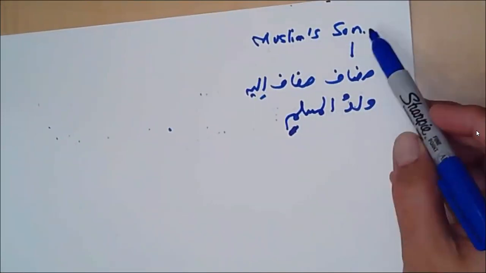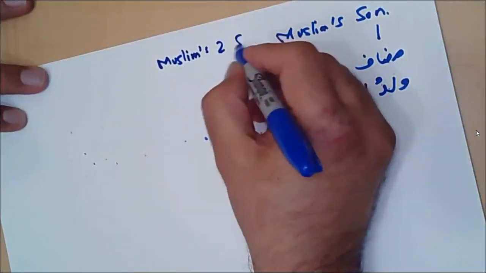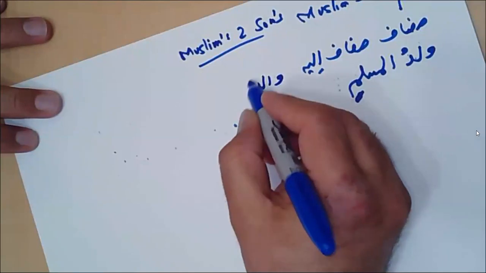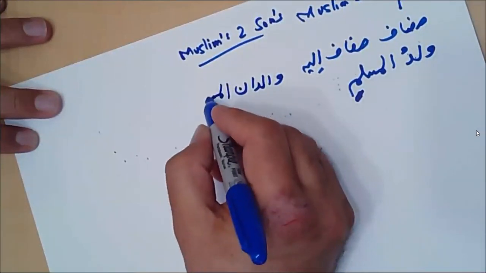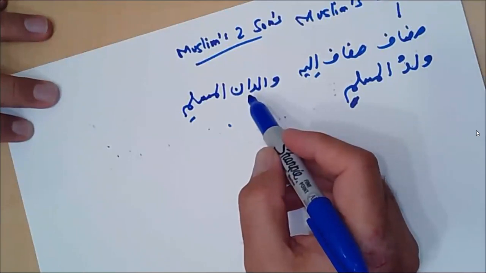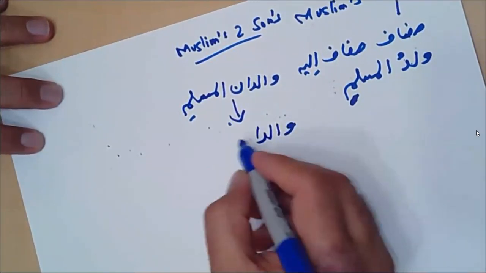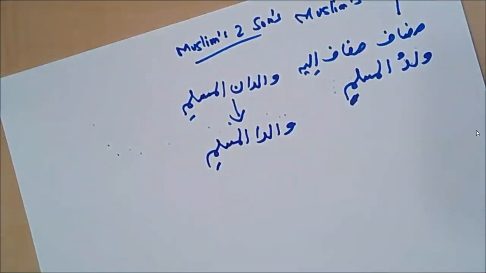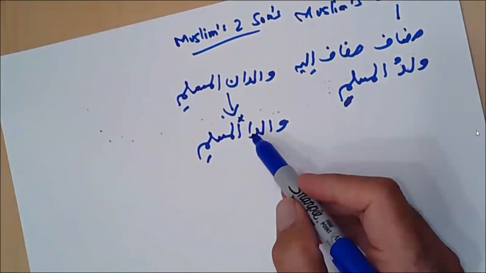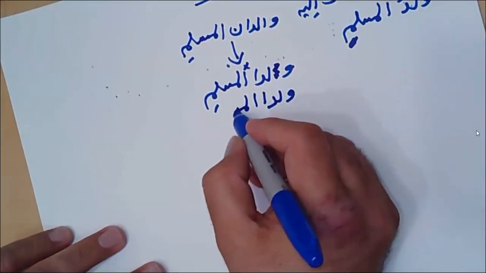What is the English for it? Muslim's son. If I say Muslim's two sons, what would be the Arabic of this? Waladani. Musliman. Waladan il Muslimi. Is it Musanna? Yeah. So what will happen to the noun? Drop. So it's going to be Walad al Muslimi. No, there's no alif after waw. There is alif, right? Oh, sorry. After waw. Yeah. Sorry. Walad al Muslimi.